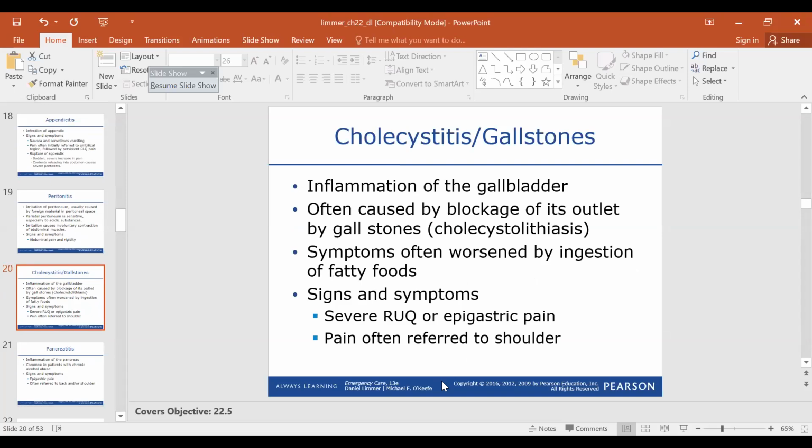All right. So cholecystitis. I can't even say that. It's often caused by blockage of its outlets by gallstones. Symptoms are often worsened by ingesting food. We talked about this already. This was the gallbladder. I think that it was a test question. So we talked about this already.